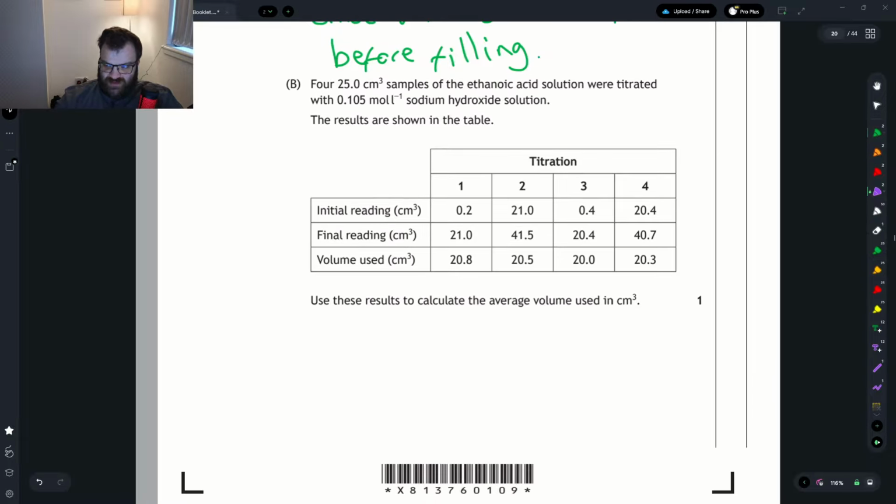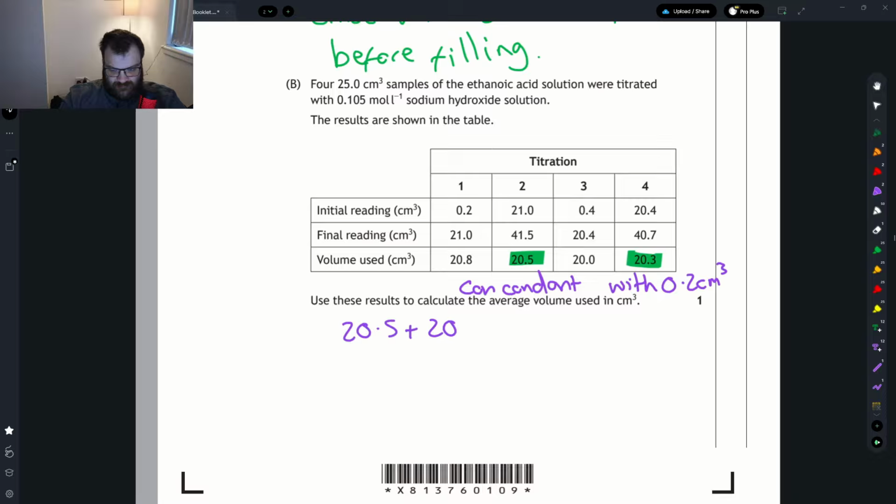Average result should be concordant. That's going to be close agreement of 0.2. So, which ones are in close agreement? There's only 2 that are within 0.2. So we add them together and then divide by 2. That's just going to be halfway between. That's going to be 20.4 centimeters cubed.